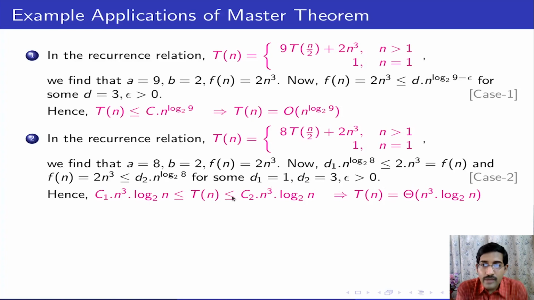So in that case, we have our answer: n to the power log 8 base 2 into log n will be sandwiching T(n). So it is called theta of n cube log n. This is our example of case 2.